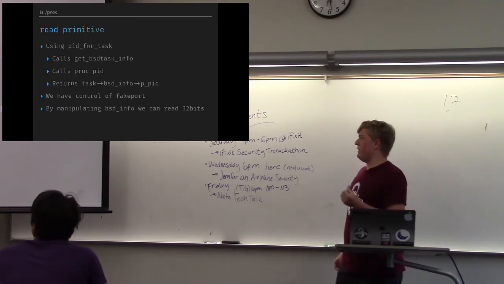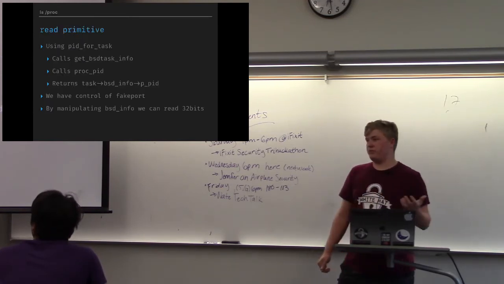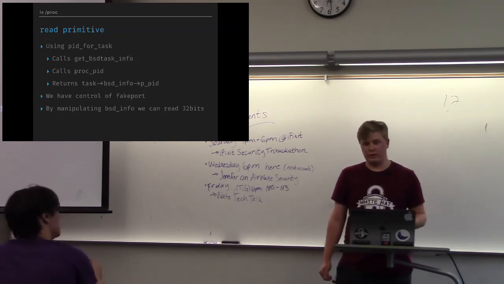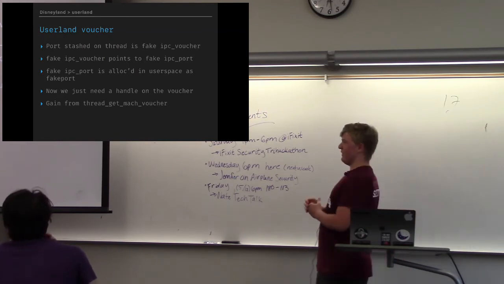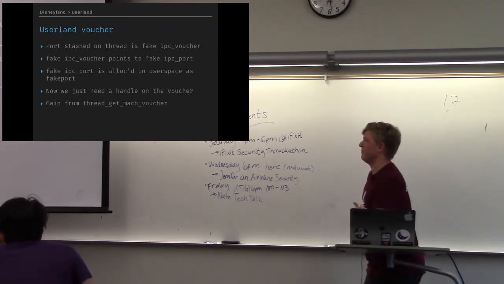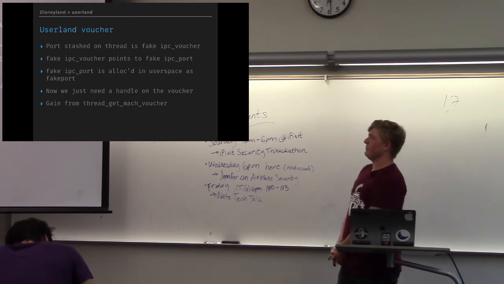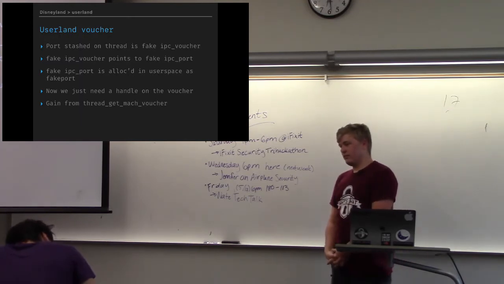So now we need to build a read primitive so that we can read the kernel memory. Yeah, I'm sorry, I got lost on the last one. That's fine. We have the voucher. The IPC voucher is in, what is in kernel memory?